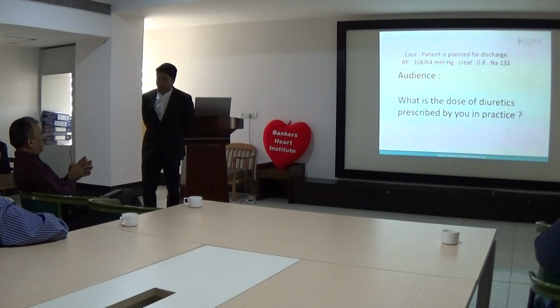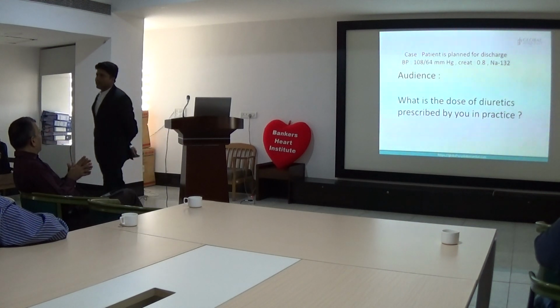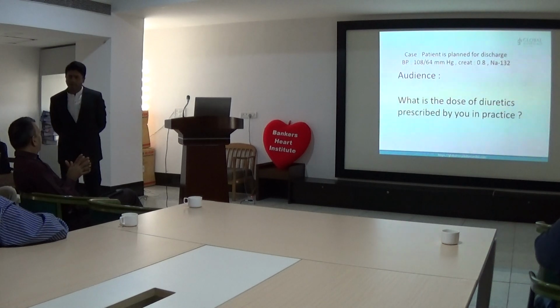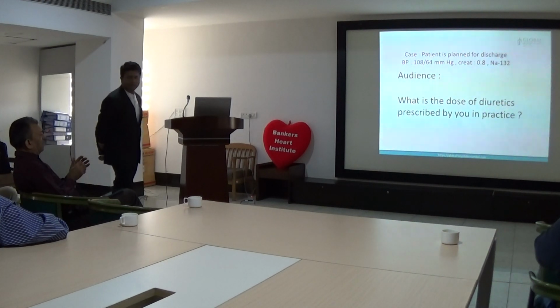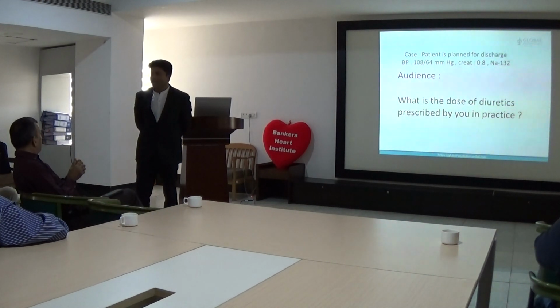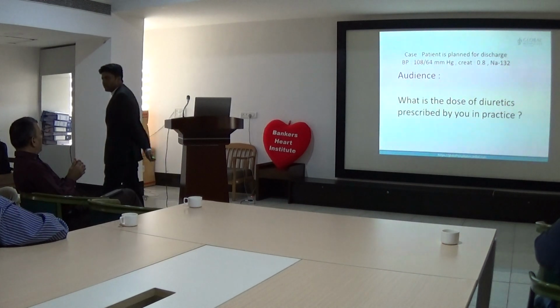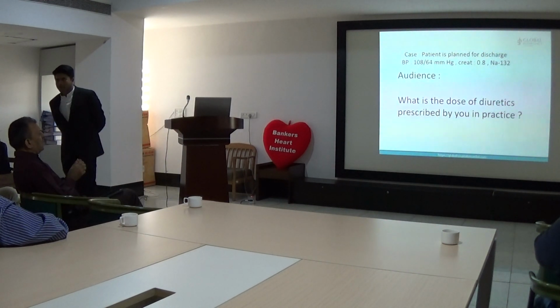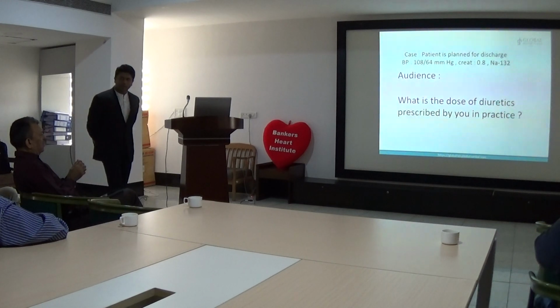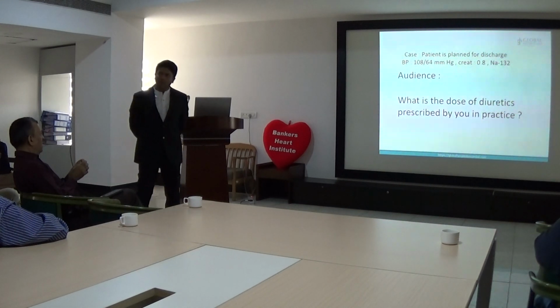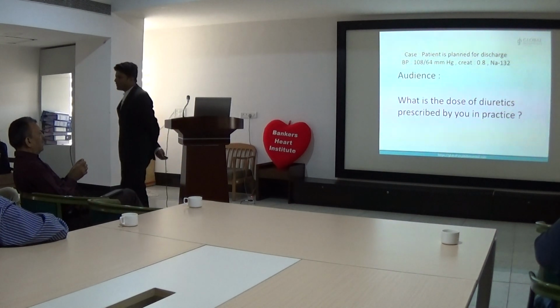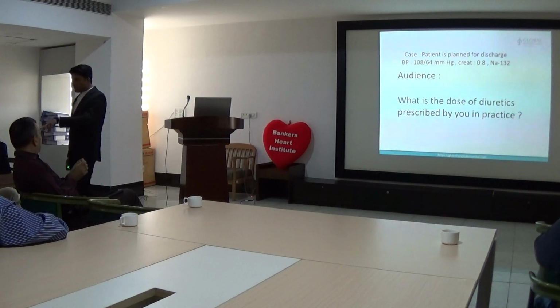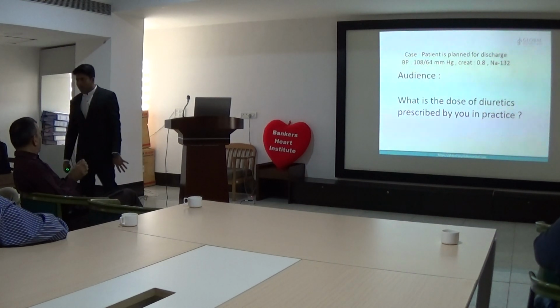Andecton. What dose? Minimum 100. Minimum 100. Anything else? Start with the low dose and then a loop diuretic. Low dose Andecton. You could give both together or one at a time. Let's say you want to give loop diuretics and Andecton in combination.